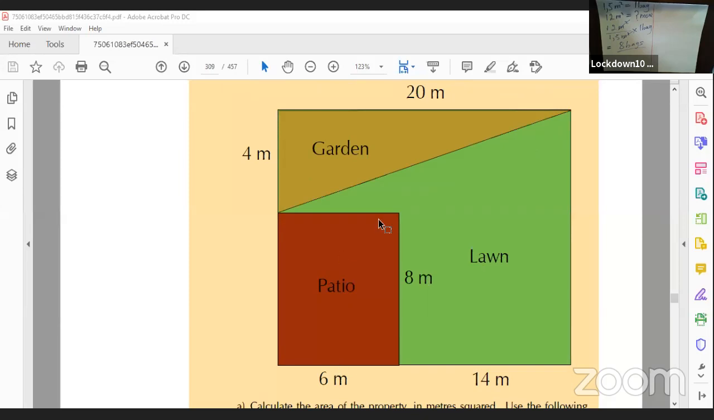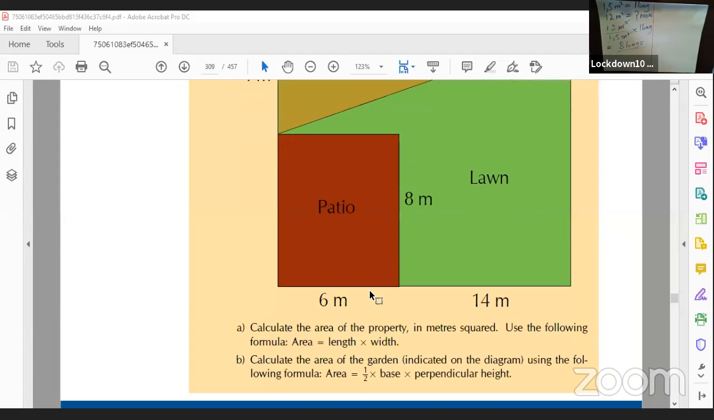And you are also given this information about the patio. Again, it is a small rectangle inside the garden with dimensions 8 by 6 meters. And you are also given these dimensions here. Okay, sorry about that, guys. So we have a question here.